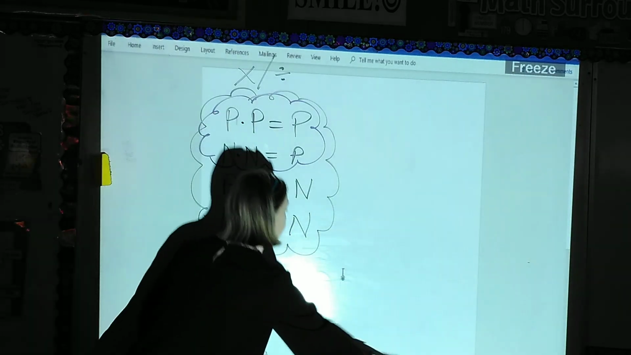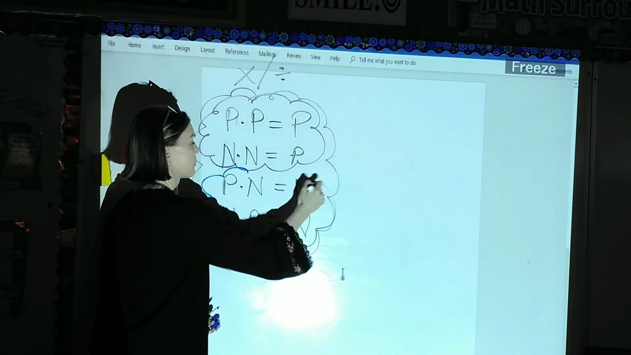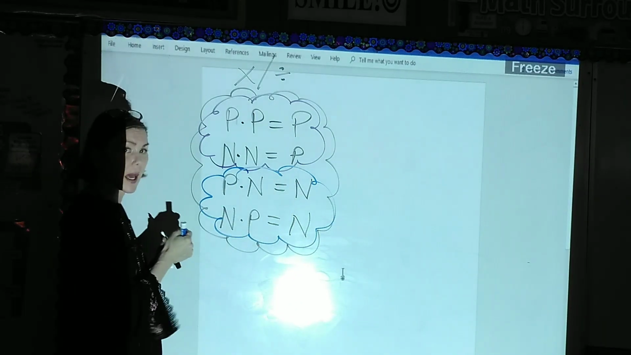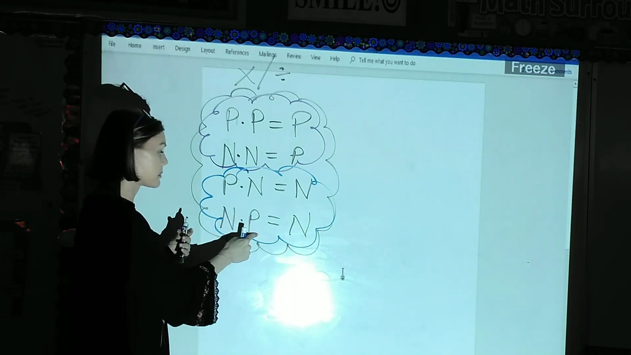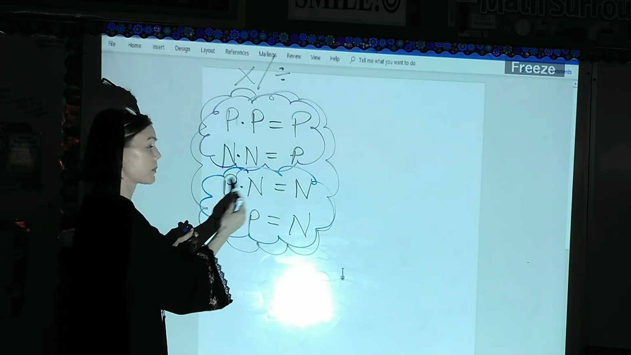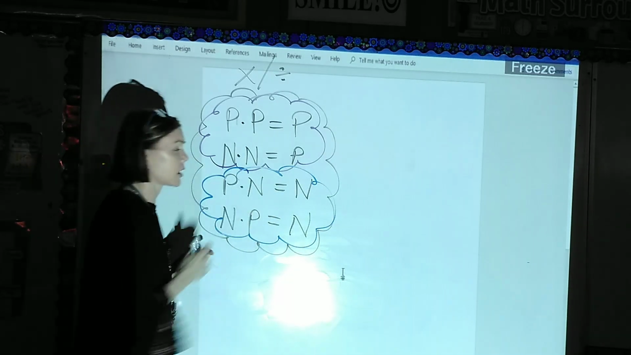Now, opposite symbols, your result will be negative, okay? So if you're multiplying a positive times a negative, that gives you a negative. If you're multiplying a negative times a positive, that gives you a negative. So again, these are opposite opinions, not a very positive conversation, so your result is negative.